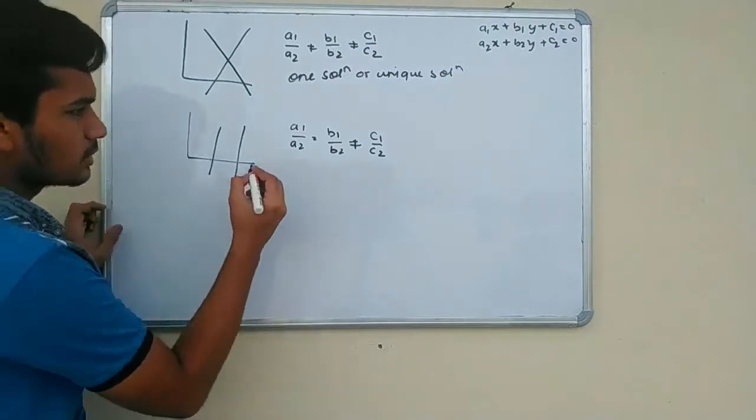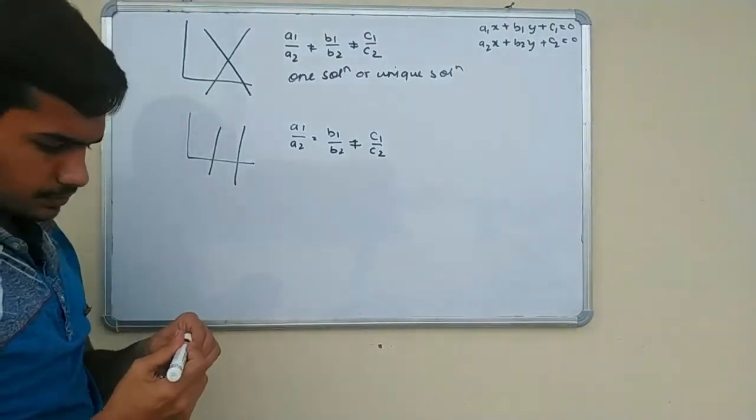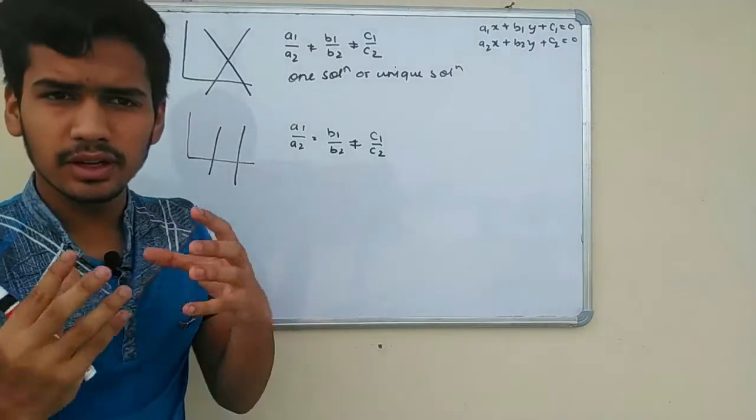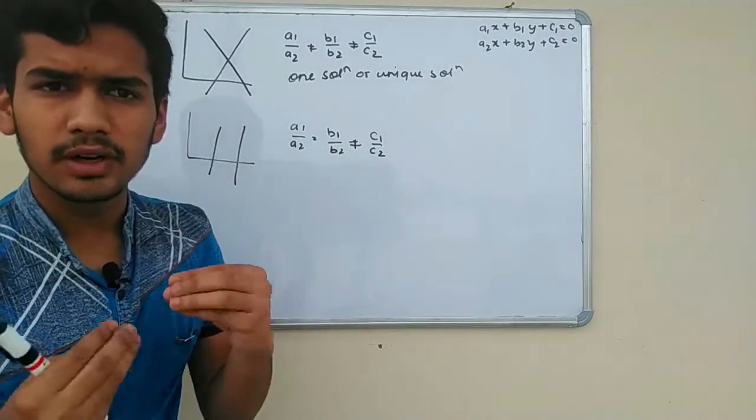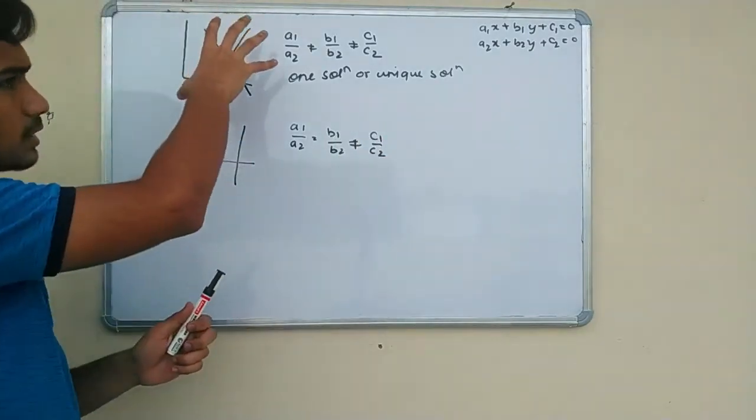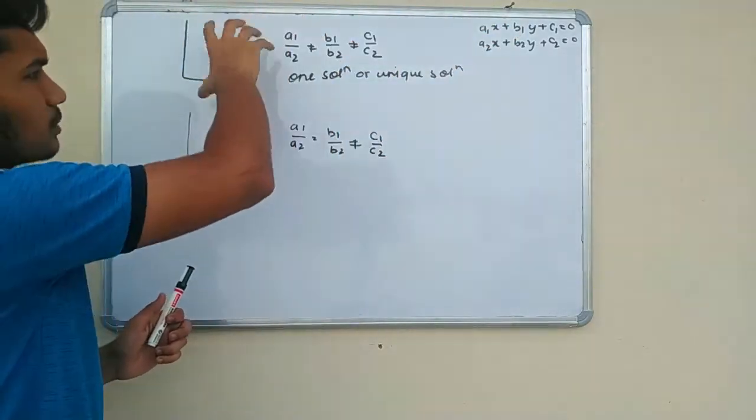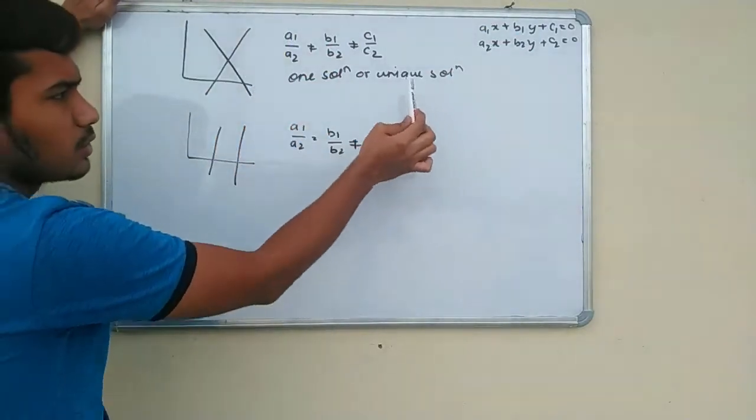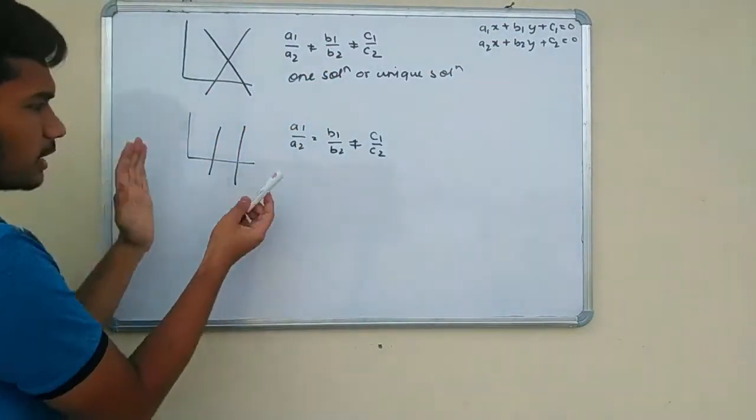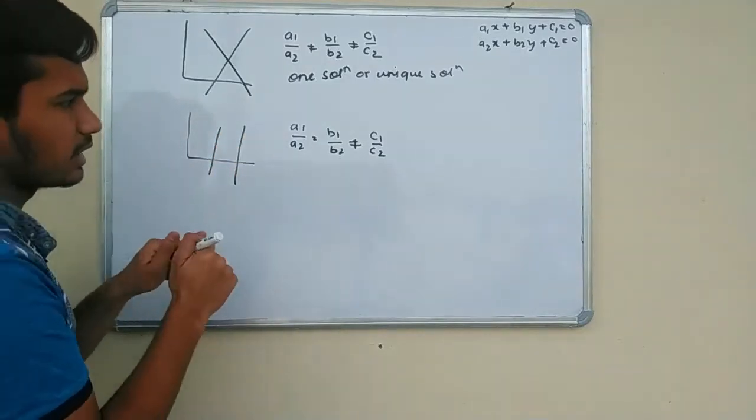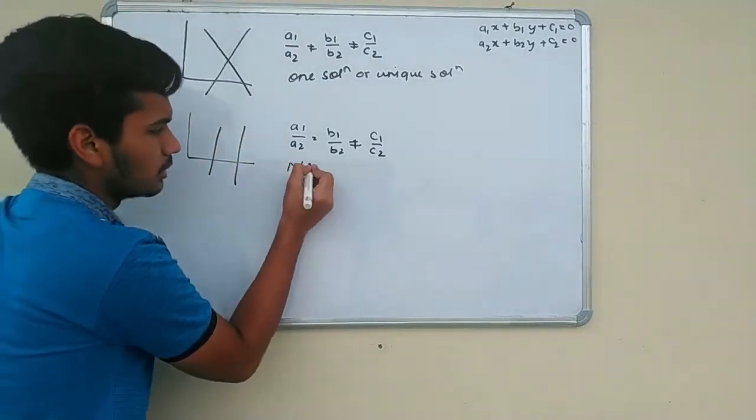Since we know that, if we talk about the solution, what is the solution? Solution means the point where the lines formed by these both equations intersect. So here it is intersecting at one point, so it is one solution or a unique solution. Here it is intersecting nowhere. These are parallel lines, they are not intersecting, so there will be no solution.